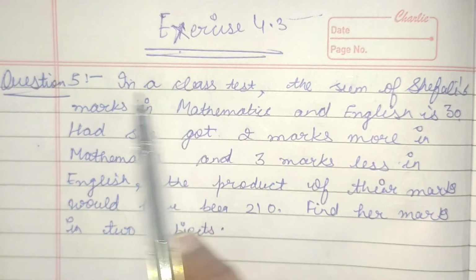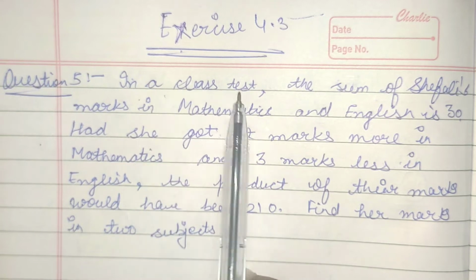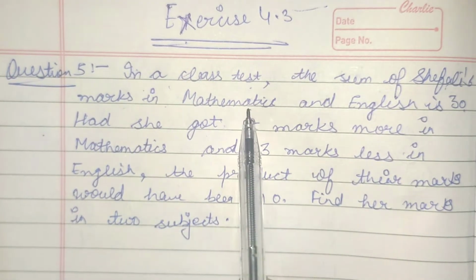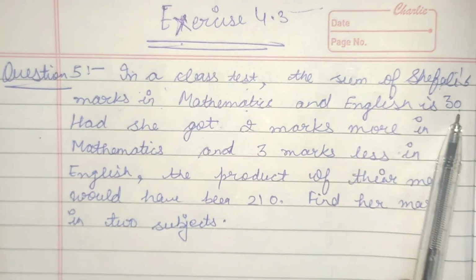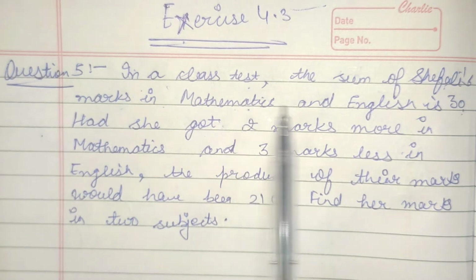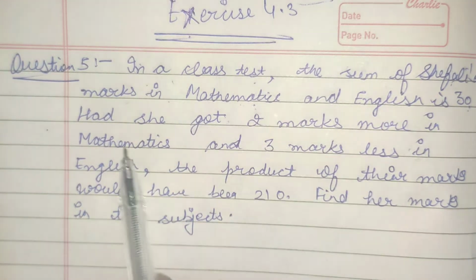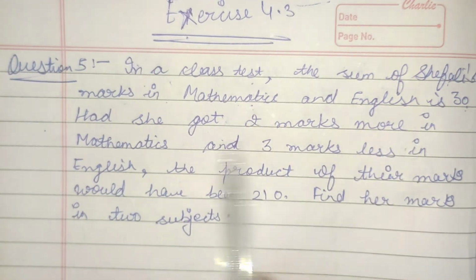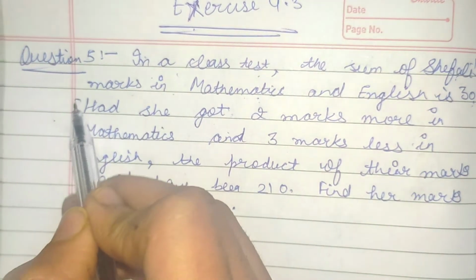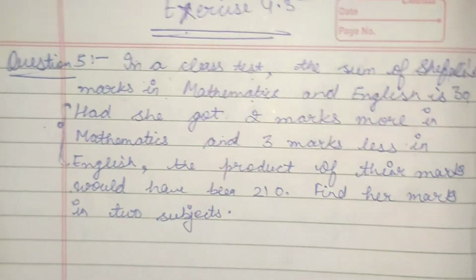So let's start question number 5 of exercise 4.3, which says that in a class test, the sum of Shefali's marks in mathematics and English is 30. Okay, so marks of Shefali is given for mathematics and English. So the question says that had she got 2 marks more in mathematics and 3 marks less in English, so this is some relation given to us. Using this relation, we will derive our quadratic equation.